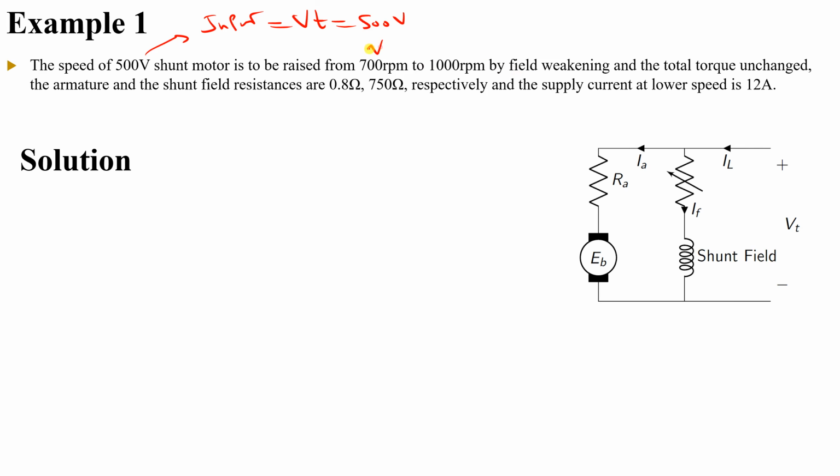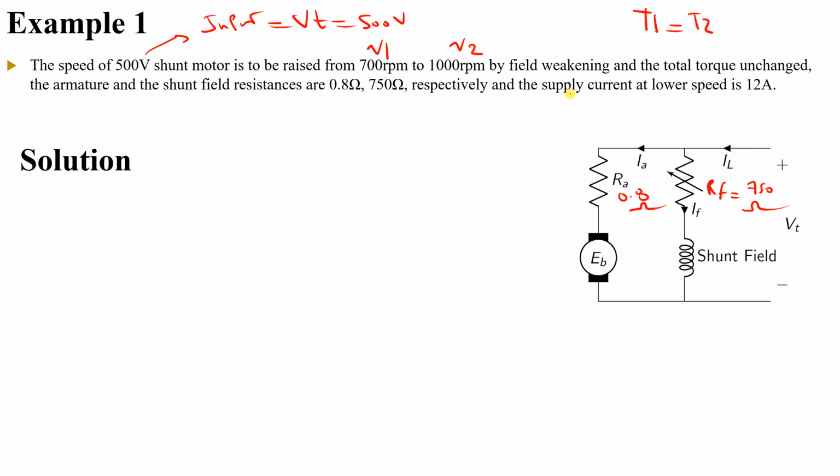So this is N1 and this is N2. And the total torque is unchanged. It means that torque 1 in the first case equals torque 2. The armature and shunt field resistance are 0.8 and 750. The resistance of the armature is 0.8 ohms and RF equals 750 ohms.